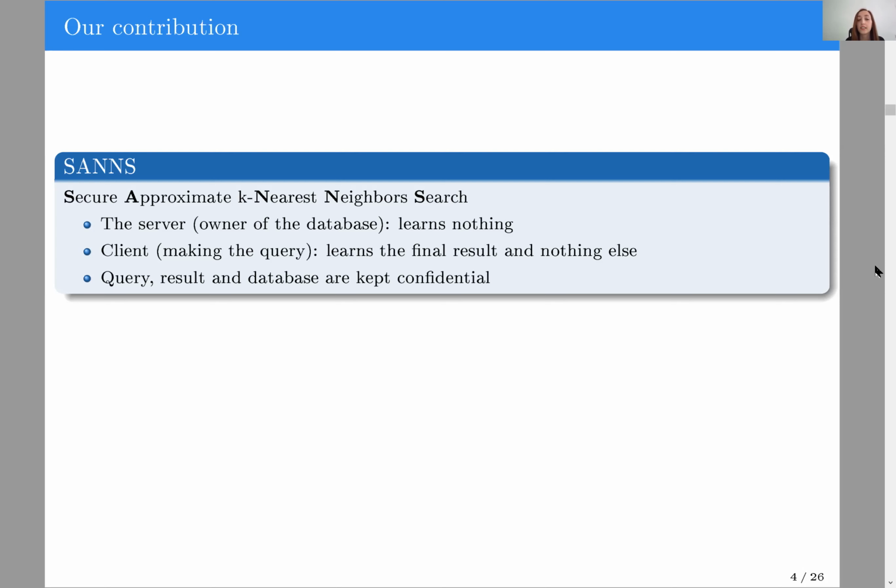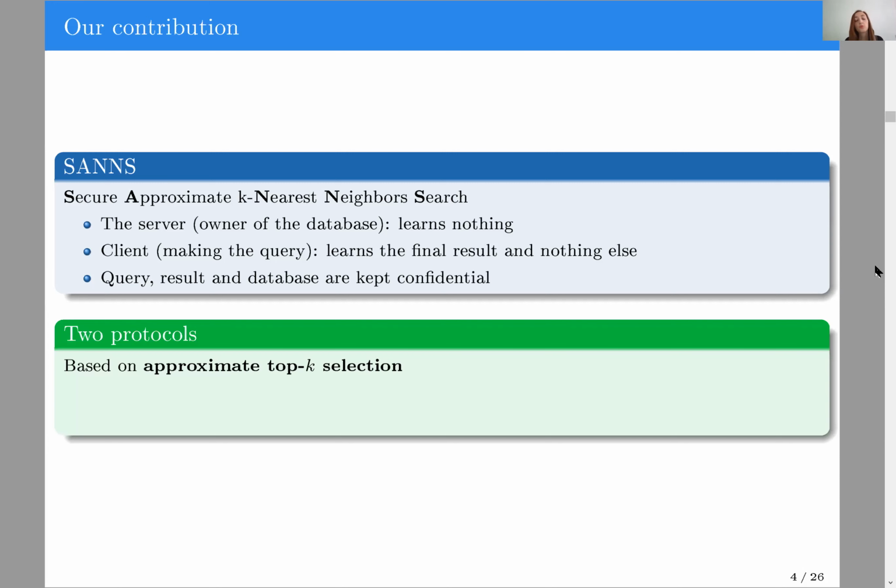So as I said, the scheme we propose is called SANNS, which stands for Secure Approximate K Nearest Neighbor Search. It's a two-party computation protocol where you have on one side the server, which owns the dataset, and on the other side the client, which makes the query to the dataset. The goal is that the server at the end of the request learns nothing, while the client learns only the final result, the K nearest neighbors and nothing else, especially nothing about the dataset itself. So the goal is to keep the query, the result, and the database confidential all along the way.